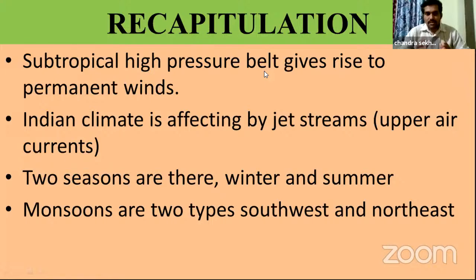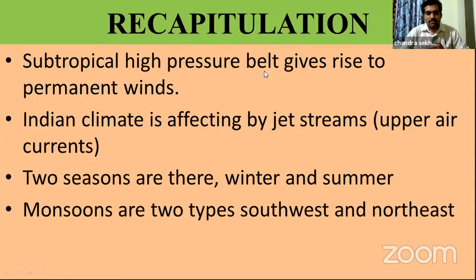The word trade is a German word. The meaning of trade is track. It means steadily blowing all the year. Okay, trade winds are permanent winds. Then the Indian climate is affected by jet streams. Jet streams are upper air currents at an elevation of about 12,000 meters above the Earth's surface. In a narrow way, some upper air currents are formed. These are called jet streams.